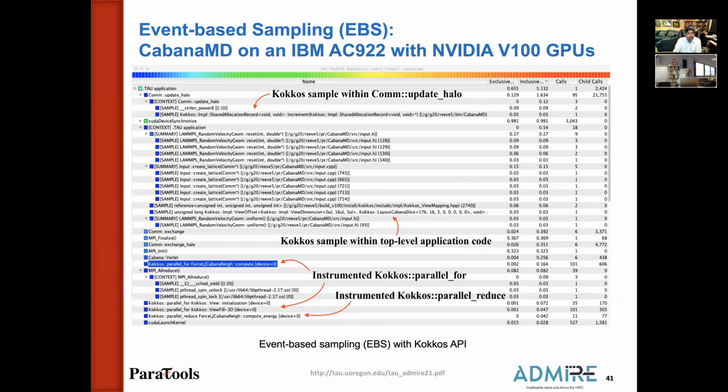So EBS is just event-based sampling. Event-based sampling shows you the time spent in different code regions. Like here is the lammps random velocity geom reset function in the input.h file. And event-based sampling will say that at line number 128, it took so many seconds. At line 130, it took so many seconds. That is event-based sampling. Yes, this point is clear.